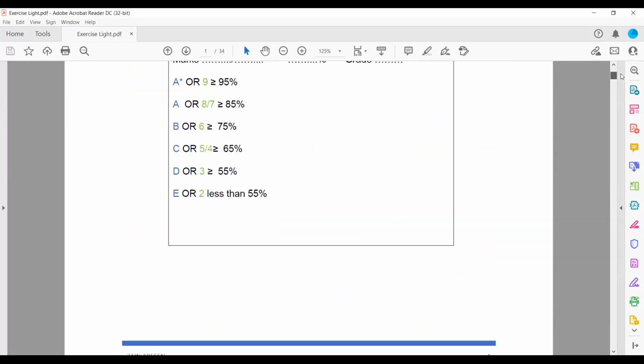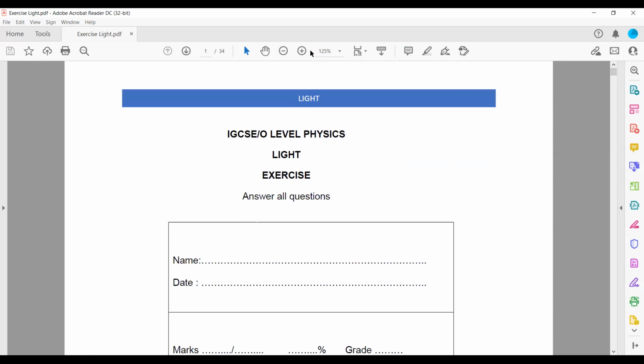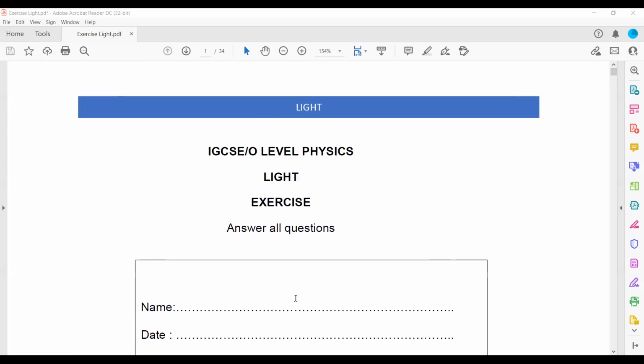So this was the topic light. Next session we'll do more questions related to lenses. First I will revise this lens topic again and then we'll do more questions from this topic.